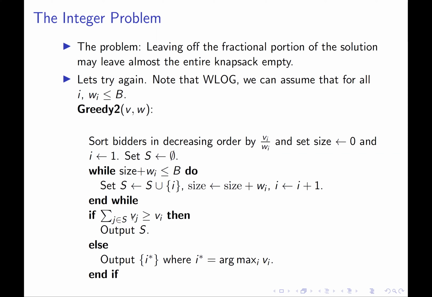But if it isn't, we'll throw away S, we won't output it. And instead, we'll output a solution that consists of just one bidder, the bidder who by himself reported the highest valuation amongst all of the bidders. Okay, so that's the change. We either output this greedily selected set, or we output a solution that only contains one bidder, the high bidder.